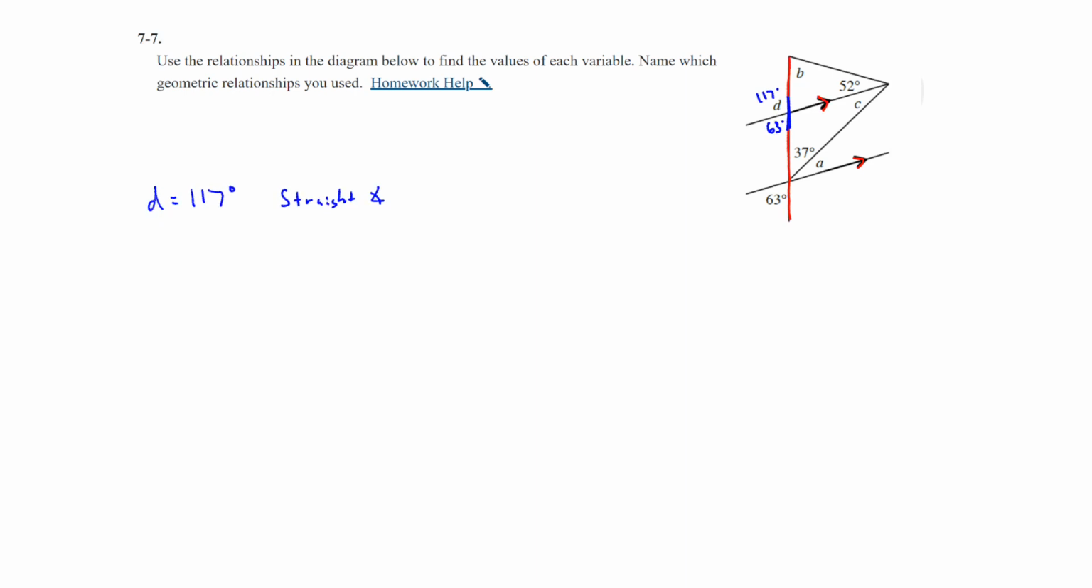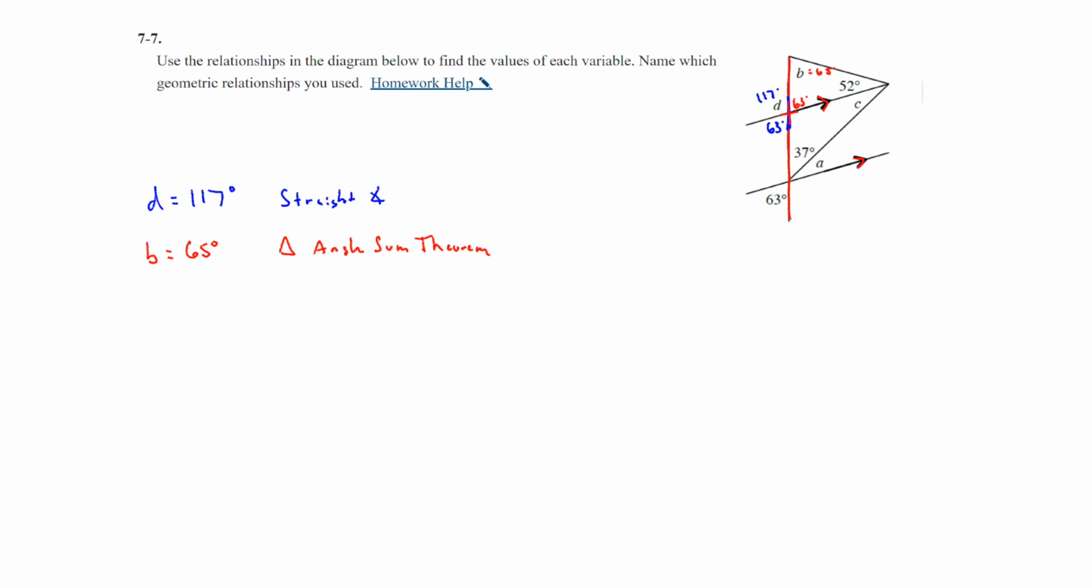We can then use the straight angle again. Actually, we can use vertical angles. Since these two lines intersect, we know that this angle is 63 degrees. And we can now find angle B by using the triangle angle sum theorem and taking 180 minus 63 minus 52. And so I came up with B to be 65 degrees.